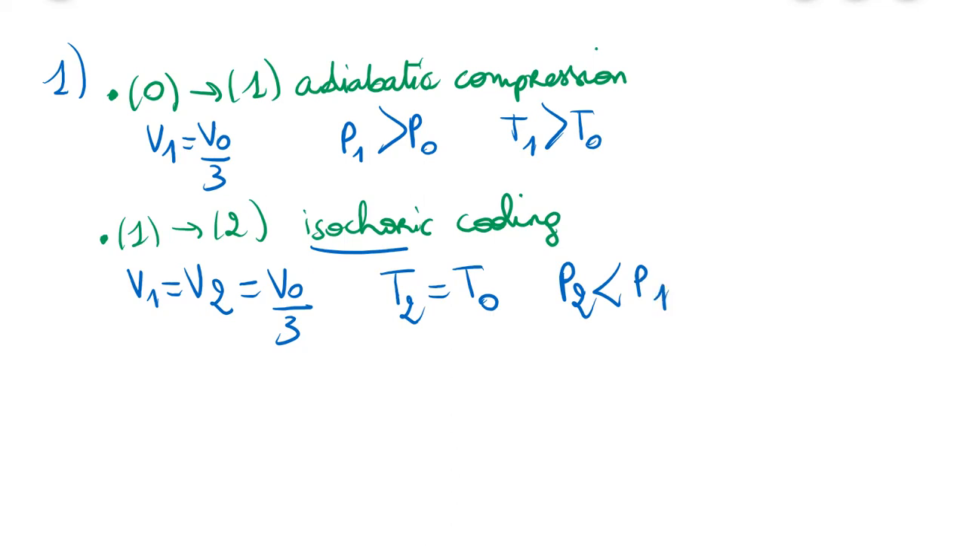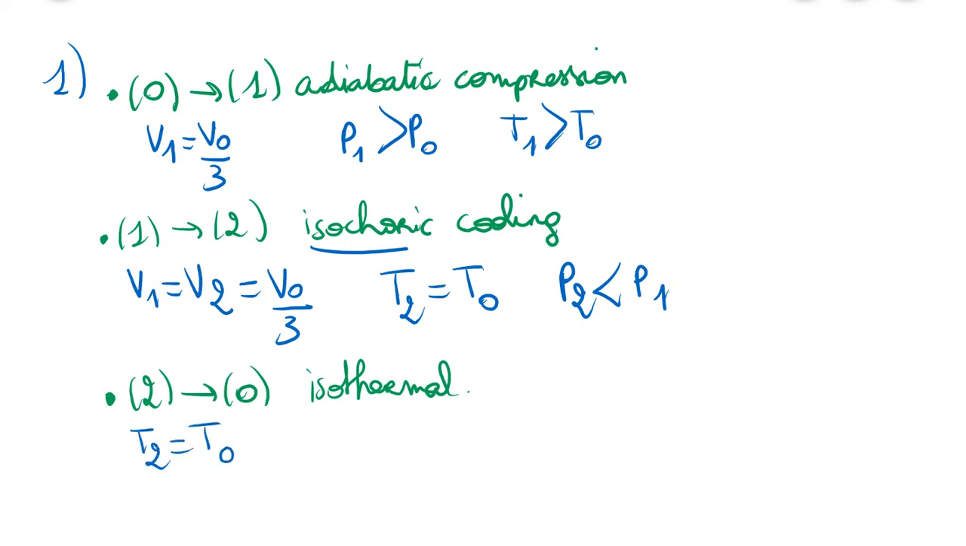The last transformation is from state 2 to state 0, as it's a cycle. For a cycle, the final state is always the same as the initial state. That's why we come back to 0. And here it's an isothermal transformation. Isothermal means temperature constant, so necessarily T2 is equal to T0. And something that is interesting, it's not requested yet in the exercise, but it's typically something that you can deduce by yourself easily when you have such information.